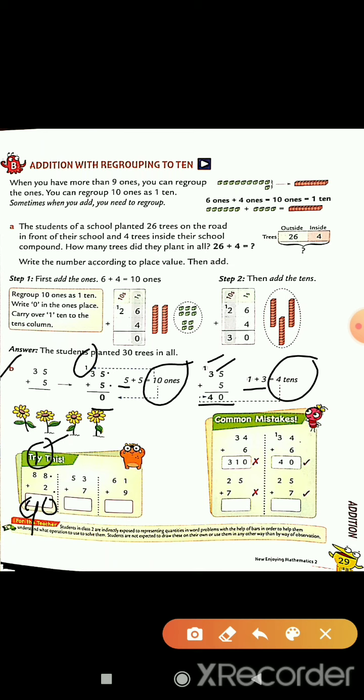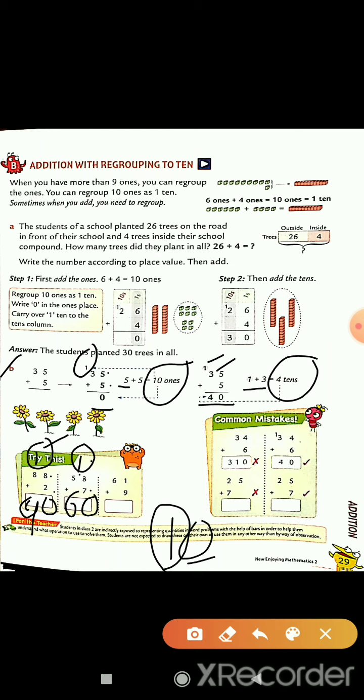Next, 53 plus 7. So at the place of ones, 3 and 7 are there. When we add 3 and 7, we get the answer 10. So 0 we need to write at the ones place and this 1 is carried to the tens column. 5 plus 1 is equal to 6. So our answer is 60.